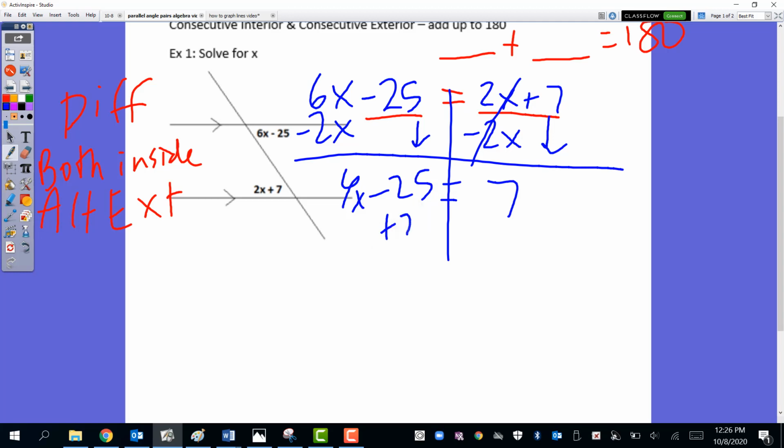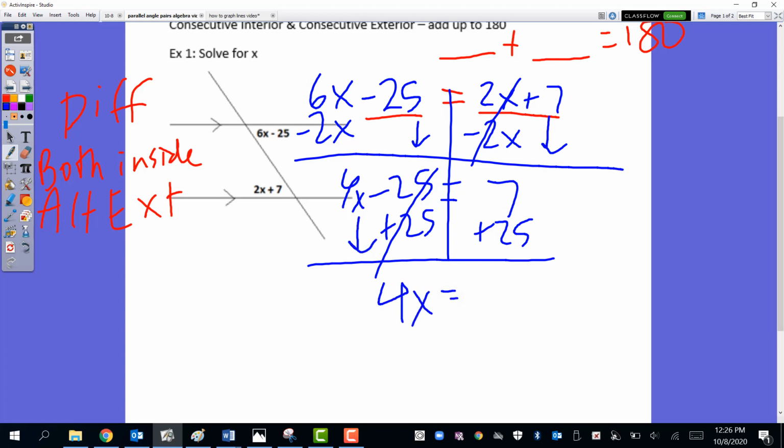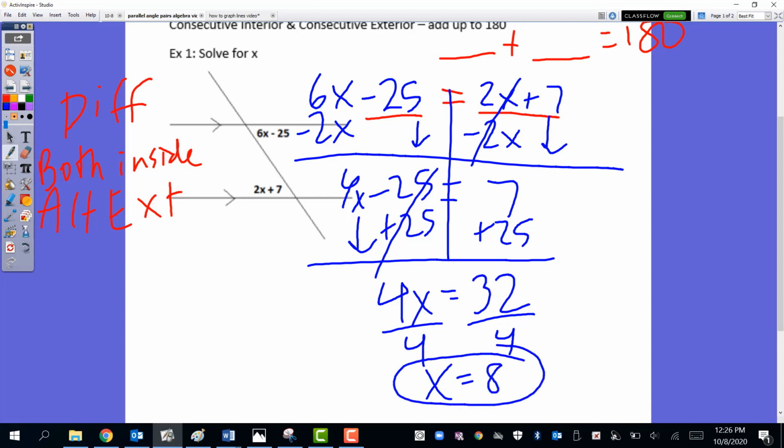Next step, I need to move the naked numbers. So I'm going to plus 25, plus 25. 25's cancel. 4x equals 7 plus 25 is 32. Last step, divide by 4. And I get x equals 8. And this one just said solve for x, so that's all you have to do. The new thing that we're doing is using what kind of angles they are to write the equation. You have to use what you know about alternate exterior.